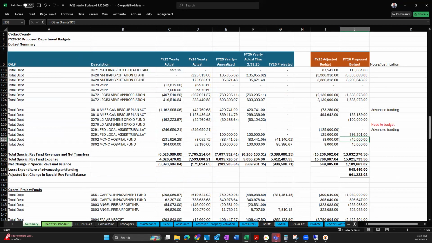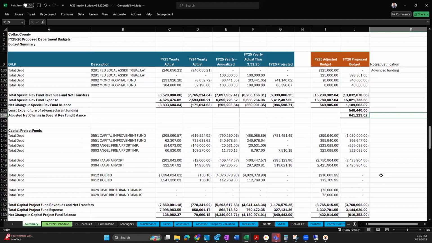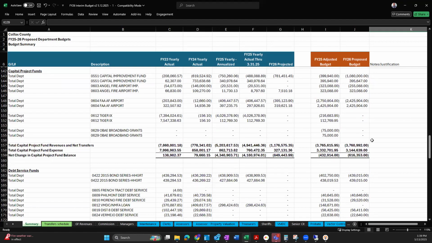That's it for the special revenue. So I think this deficit, once some of those grant funds get trued up with final, will be closer to zero, except for the advanced funding.